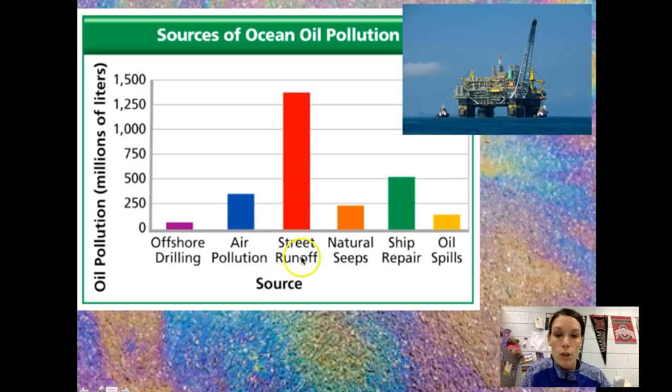We've heard of air pollution. Street runoff is all that stuff from cars, oil, gas, things like that. Natural seeps, ship repair: ships that are in the water need to be repaired sometimes. The ships need to use oil to run, so we have some pollution coming from that as well, and then just oil spills in general. So you want to use that graph to answer the questions to the left of that graph in your packet.